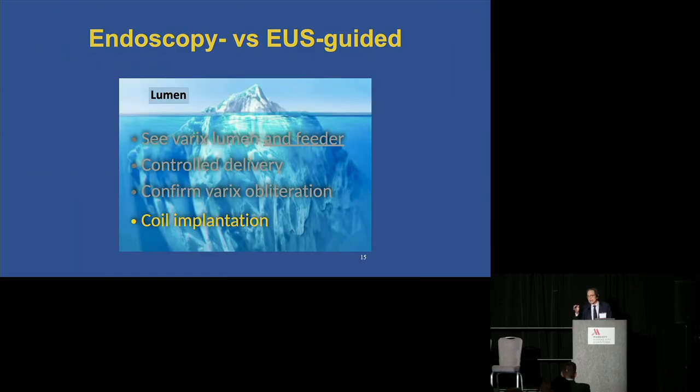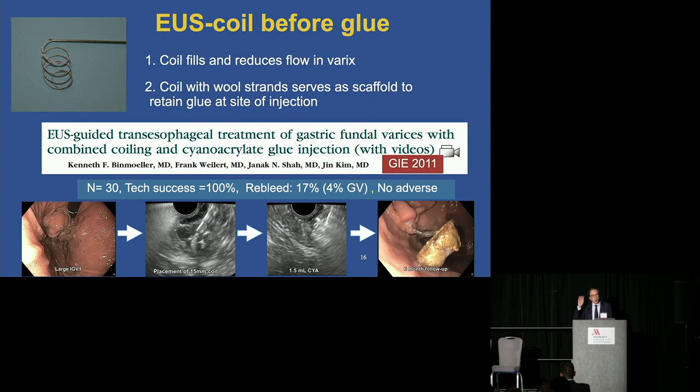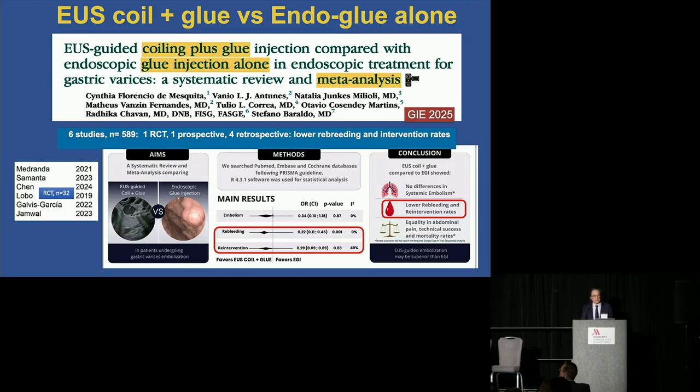But for me, the key advantage is the coil implantation. This is what I described back in 2011, where the coil fills and reduces flow in the varix, and the wool strands serve as a scaffold to retain the glue at the site of injection. This allows us to effectively treat these feeder vessels. And I'm just going to quickly show you some of the data now validating this concept.